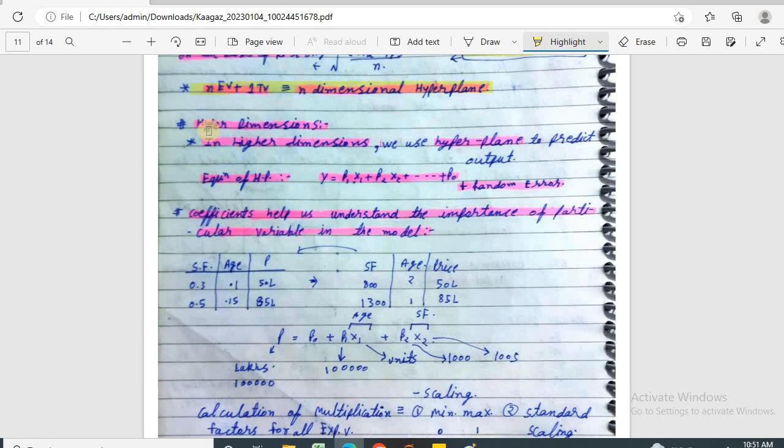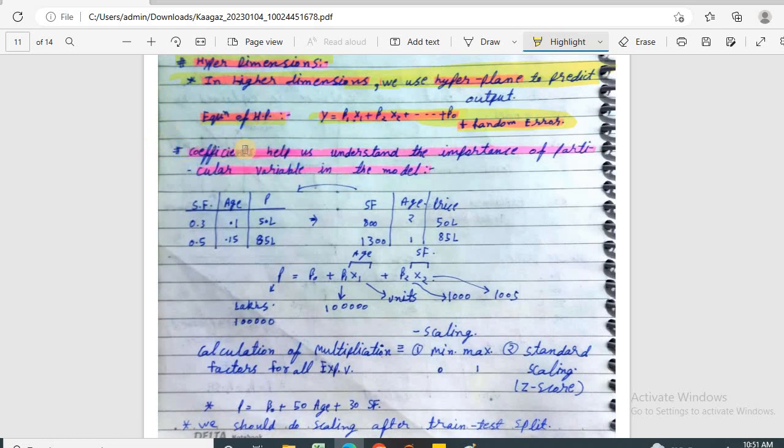Now, what is hyperdimensions? In higher dimensions we use a hyperplane to predict output. The equation of a hyperplane is y equal to beta naught plus beta 1 x1 plus beta 2 x2, and so on. Also we have some error associated with that, some undefined thing, that is random error.